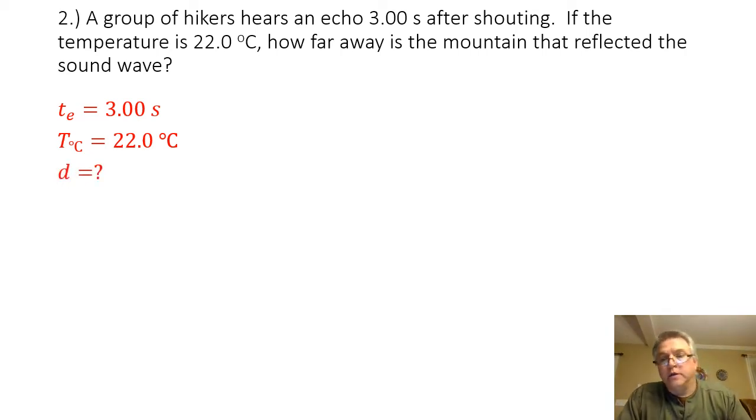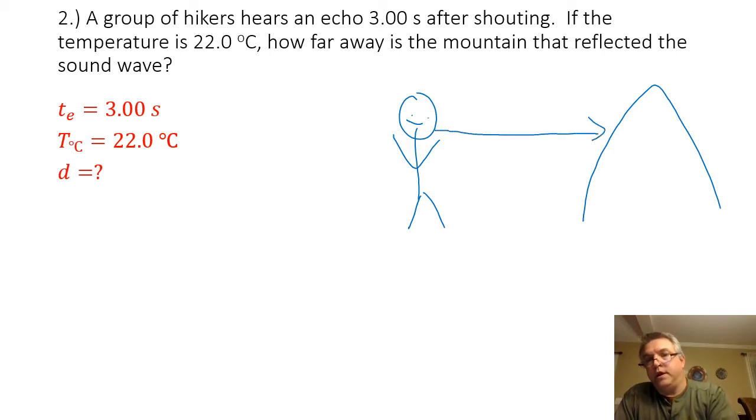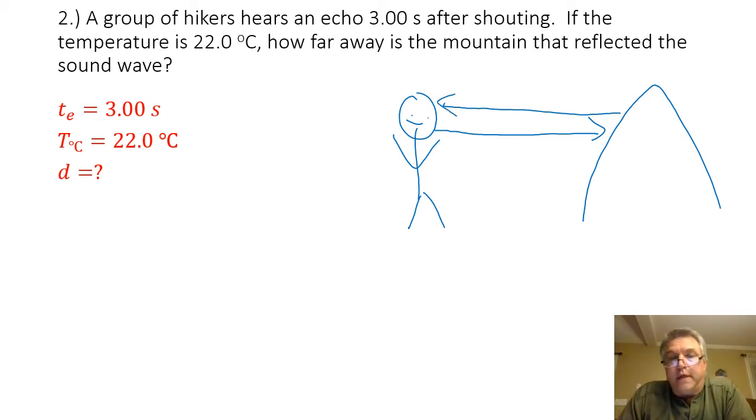sound wave. So if we have our mountain here, there's my mountain, here are my hikers, tall hikers or a very short mountain, I don't know. When they shout, the sound wave has to go to the mountain and then it reflects off of the mountain and has to come back to the hikers. So the distance between the hikers and the mountain is actually equal to one half of the time it takes for that sound wave to leave the hikers, reflect off the mountain, and then go back.